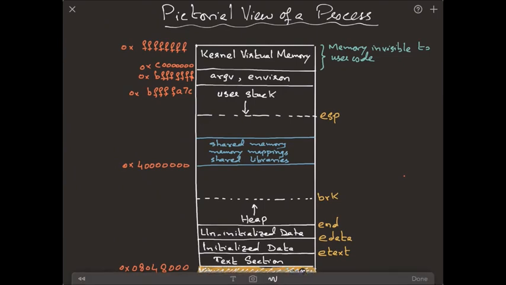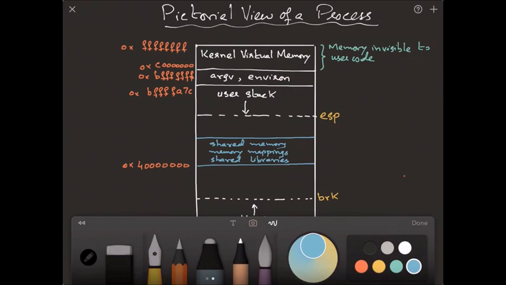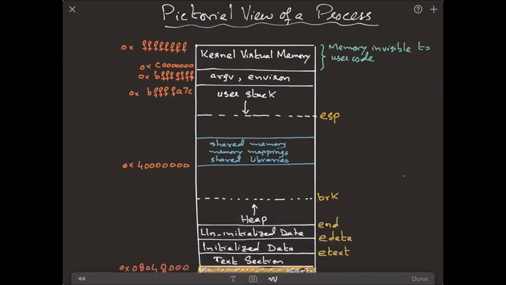From address 0 to 0x08048000, we have the unused portion, and after that we have the text section. This is the place where you have the read-only code of your program, which we call .text in the ELF format. Here we have the initialized data. Here we have the uninitialized data, which we call the BSS.